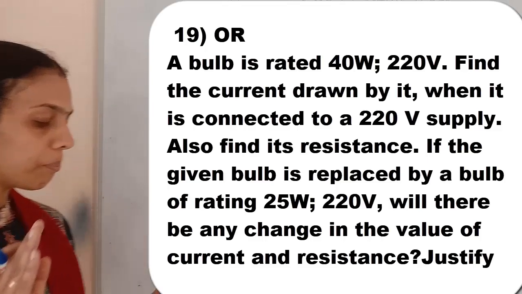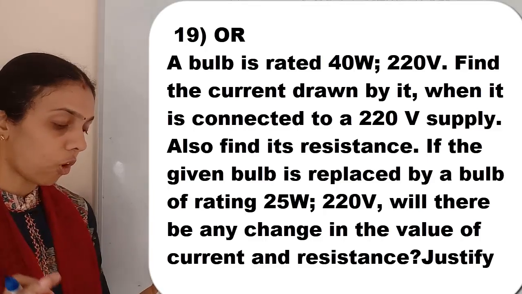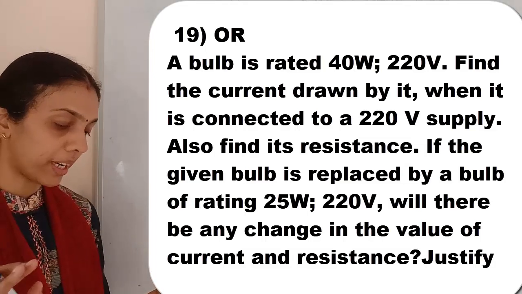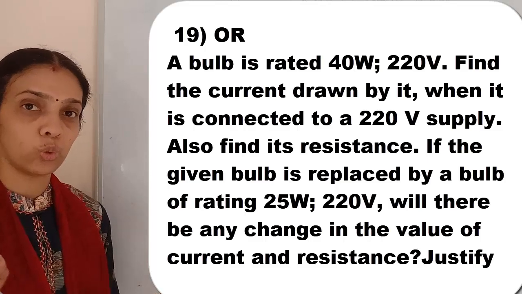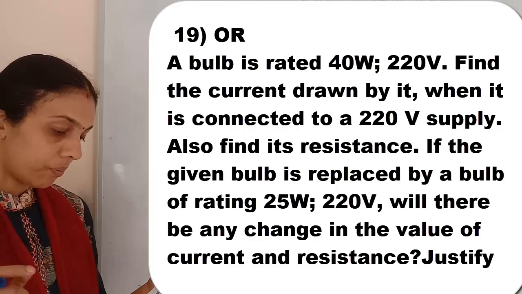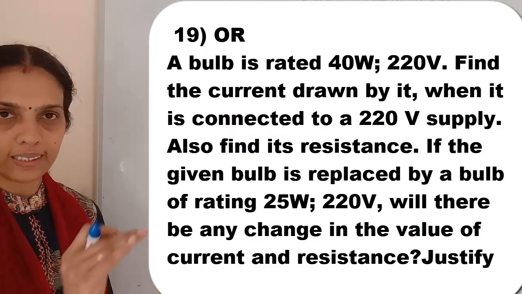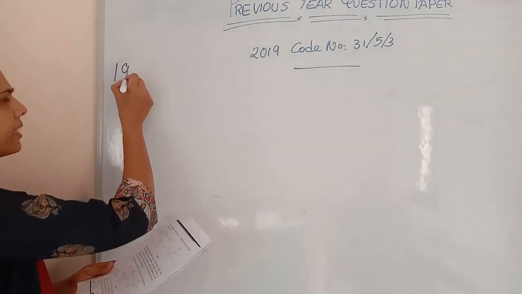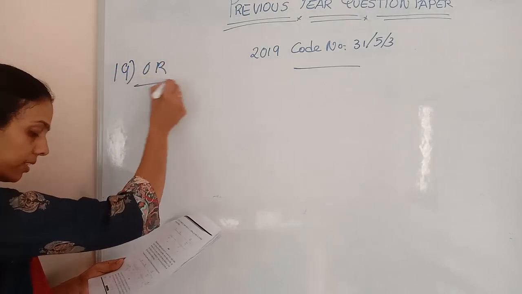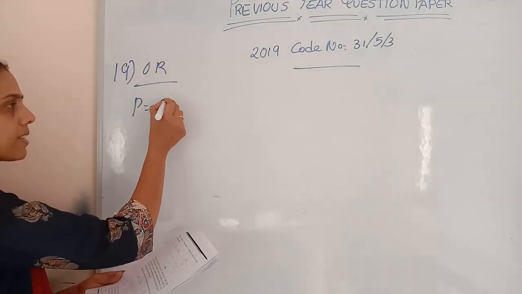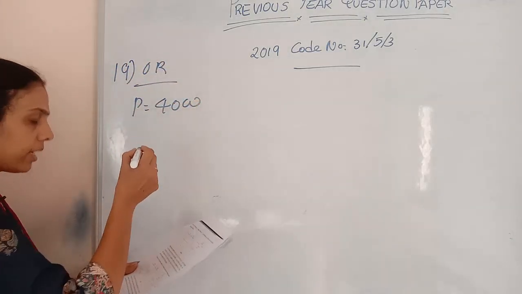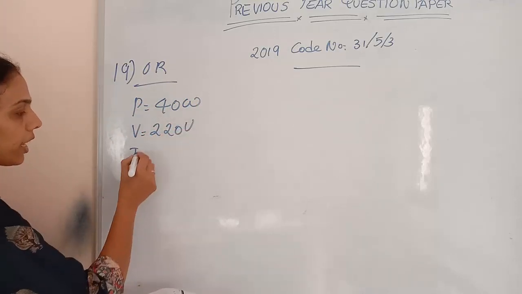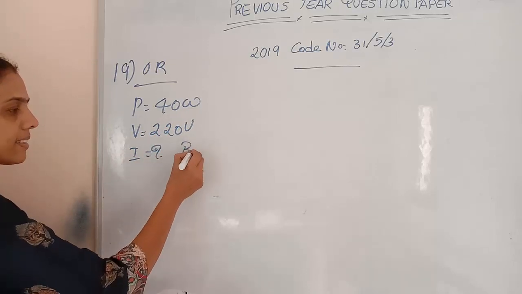So, the bulb is rated 40 watt and 220 volt. Find the current drawn by it when it is connected to a 220 volt supply. We also find its resistance. That is the first part of that question, isn't it? So here, 19th one, OR question. See, power is given as 40 watt, then voltage is given as 220 volt. We should find out the current and resistance.